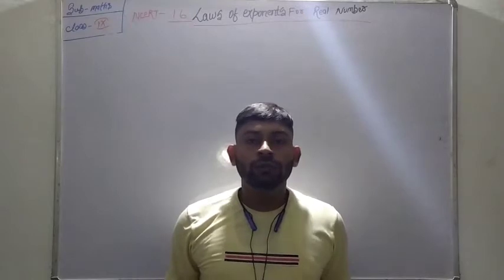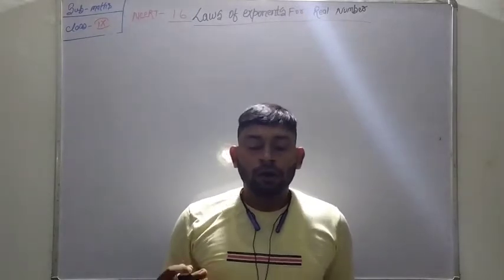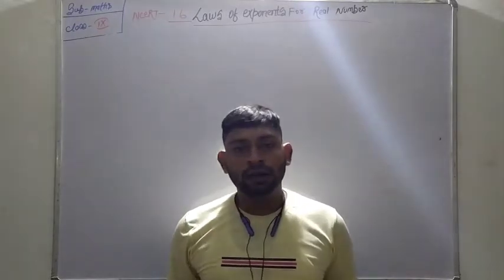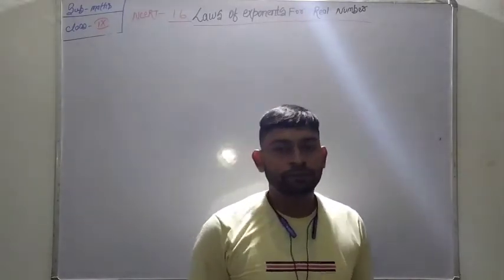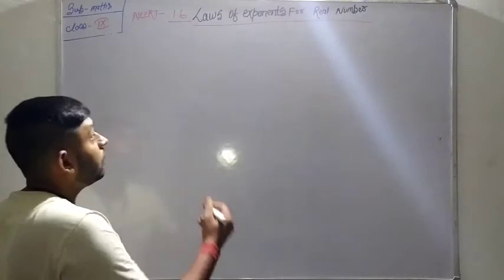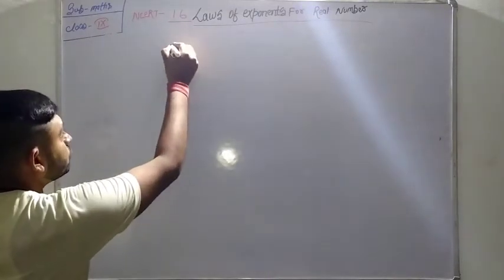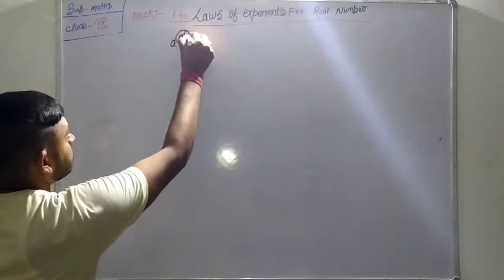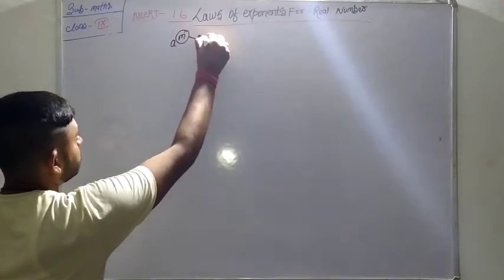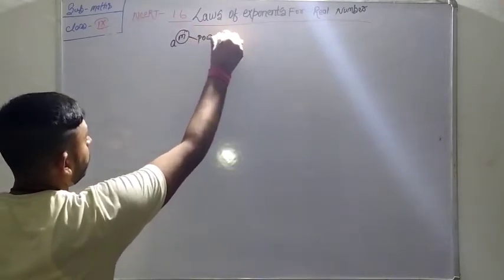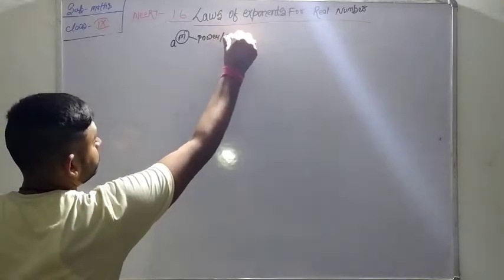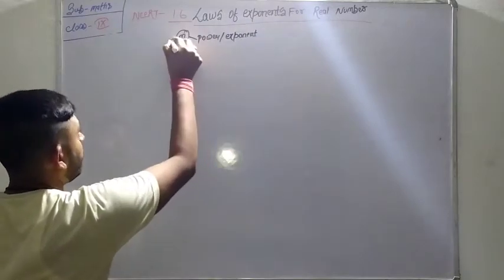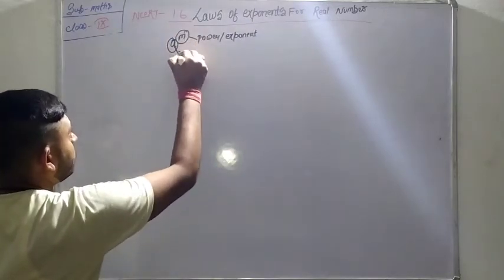In this video, we are discussing laws of exponent on real numbers. So let's start. First of all, exponent. Suppose a to the power m: m is called the power or exponent, and a is called the base.